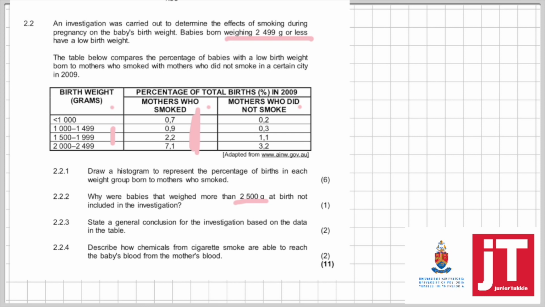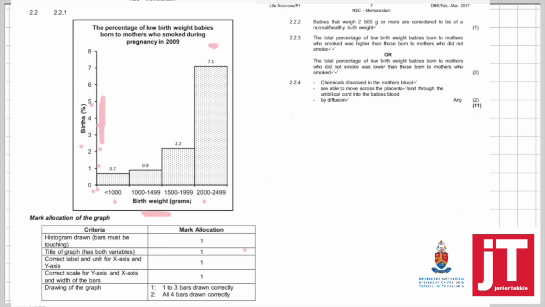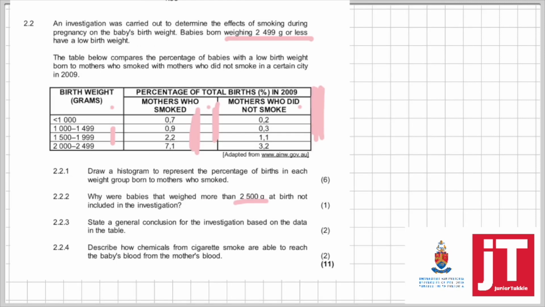State a general conclusion for the investigation based on the data. So you must have percentages, you must have mothers who smoked and mothers who did not smoke in your general conclusion. Right, you could have had the total percentage of low birth weight babies born to mothers who smoked is higher than those born to mothers who did not smoke, yes. Or the total percentage of low birth weight babies born to mothers who did not smoke was lower than those born to mothers who smoked. So the other way around. Smoking versus not smoking.